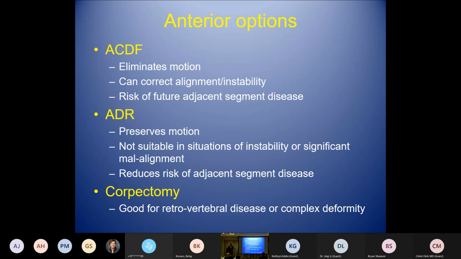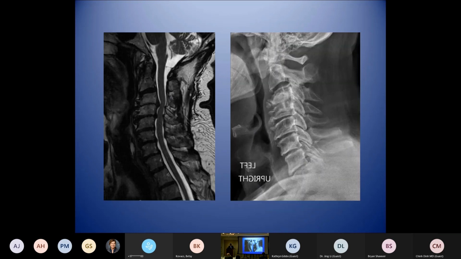An ADR, or an artificial disc replacement, preserves motion. It reduces the risk of adjacent segment disease. Now, I think at this point we have enough literature to prove that. But it's not suitable in a situation where there's significant instability or if there's significant malalignment, for example, kyphosis. And a corpectomy is good for what we call retrovertebral disease or complex deformity cases.